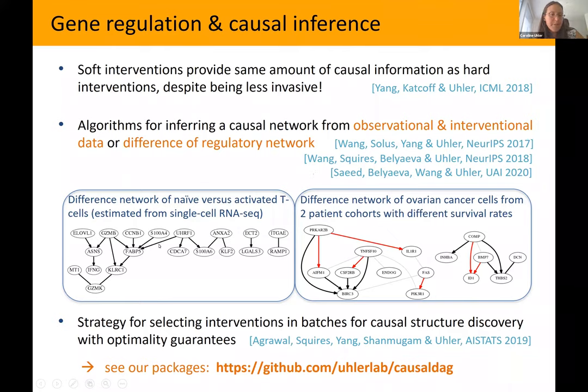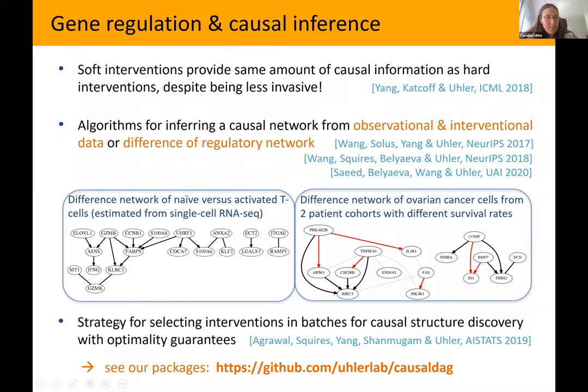And maybe another important thing where I think there is still very, very little work is this experimental design question, which I think is a very important one, which really requires a lot more work. Of course, there are so many possible interventions that you could perform. So which ones would give you the most information about the underlying gene regulatory network? So we started looking into this, and this is certainly not the end of the story.